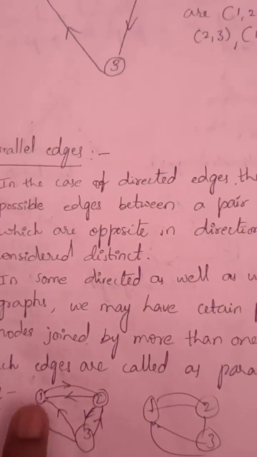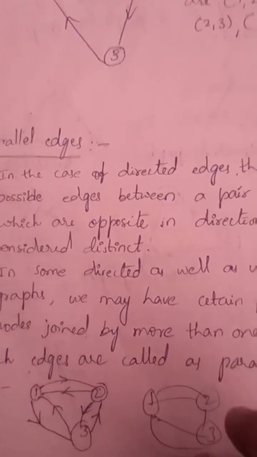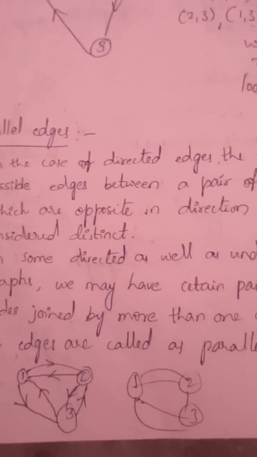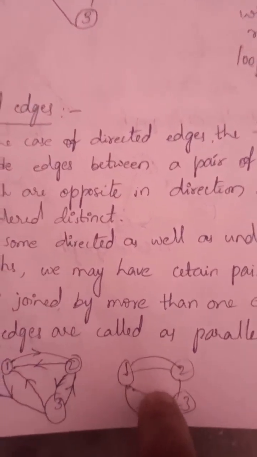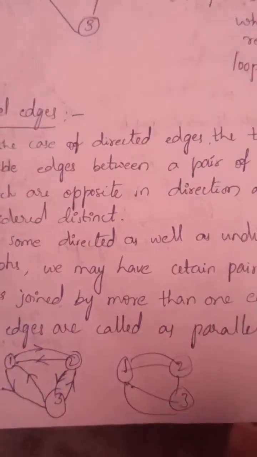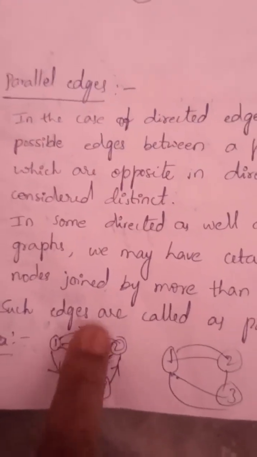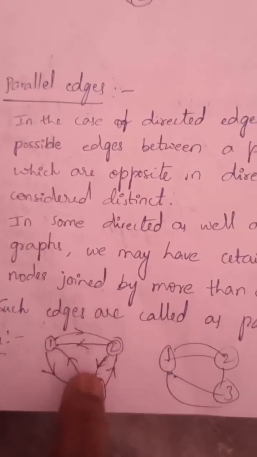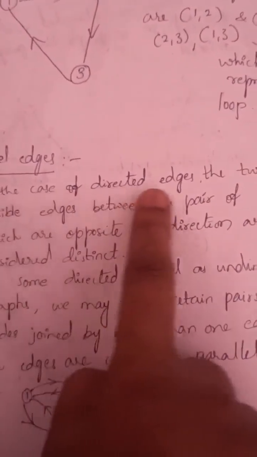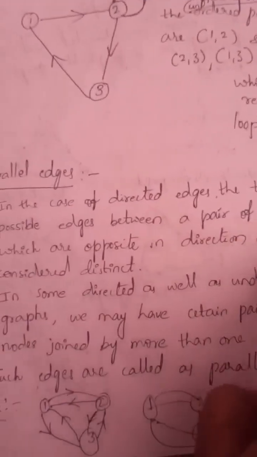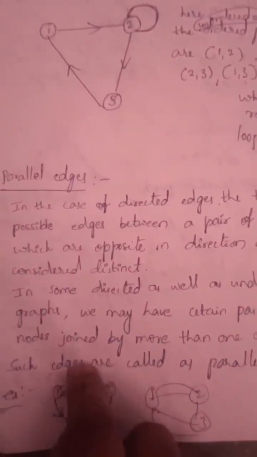Parallel edge means between two vertices there are two lines that may be in opposite direction or in the same direction. In case two vertices are joined by two edges in the same direction, those are called parallel edges. And if two edges between the same vertices are opposite in direction, in the case of directed edges, the two possible edges between the pair of nodes which are opposite in direction are considered as distinct. These are called distinct edges.